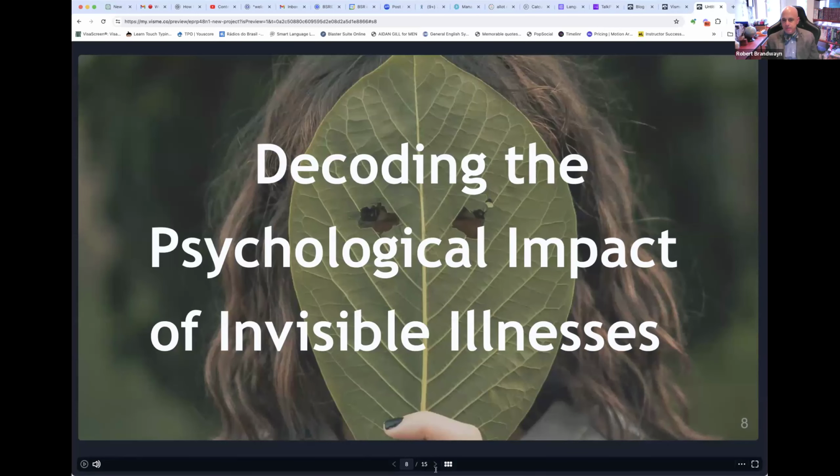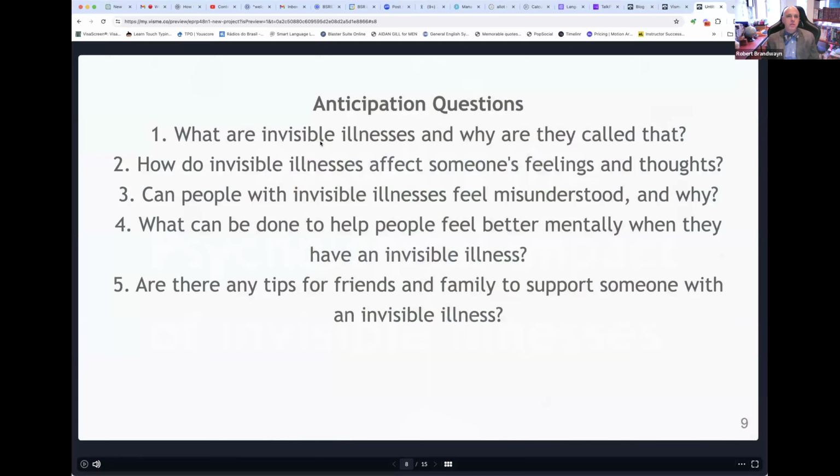Okay, take a look at mine. These are mine. So I wrote, what are invisible illnesses and why are they called that? How do invisible illnesses affect someone's feelings and thoughts? Can people with invisible illnesses feel misunderstood and why? What can be done to help people feel better mentally when they have an invisible illness? Are there any tips for friends and family to support someone with an invisible illness? Diana wrote, can impact in the mental health to know about unknown illnesses? Yes. Good, good. So these are anticipation questions.